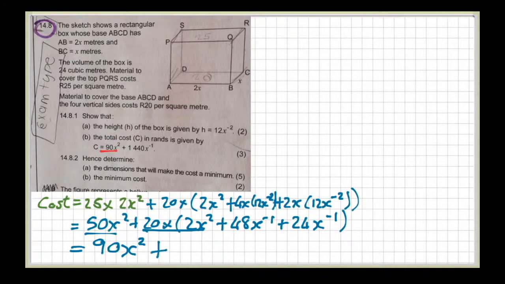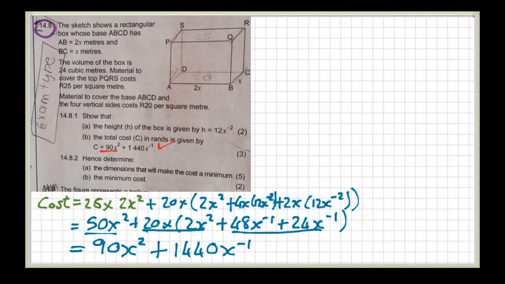Plus, now 20 times 72, if I combine those two, is 1440x to the negative 1. Oh my goodness, we've got this right. I'm so chuffed. I just have to say this. After all that information, to get this right, this feels amazing.